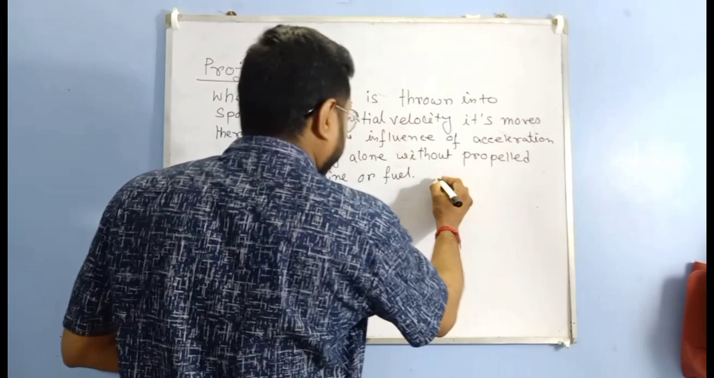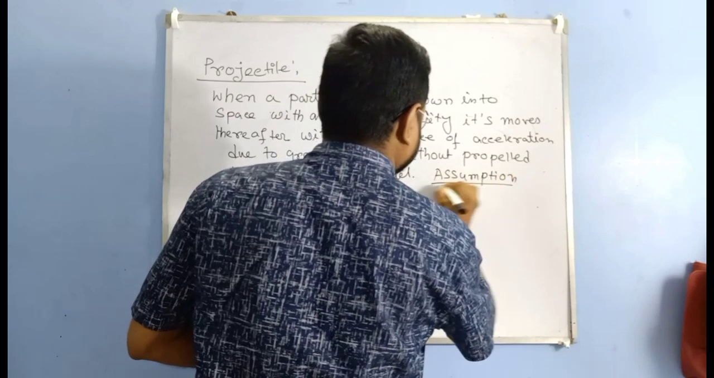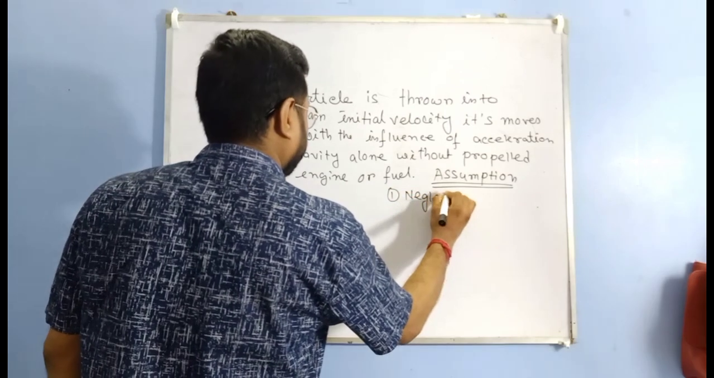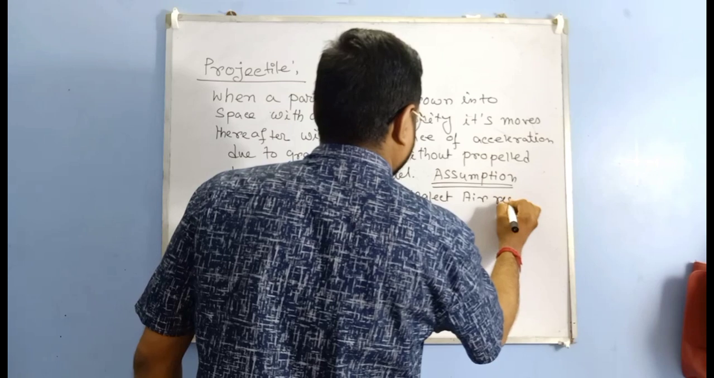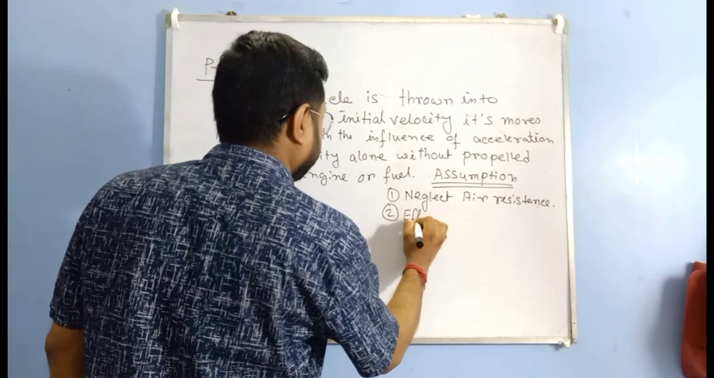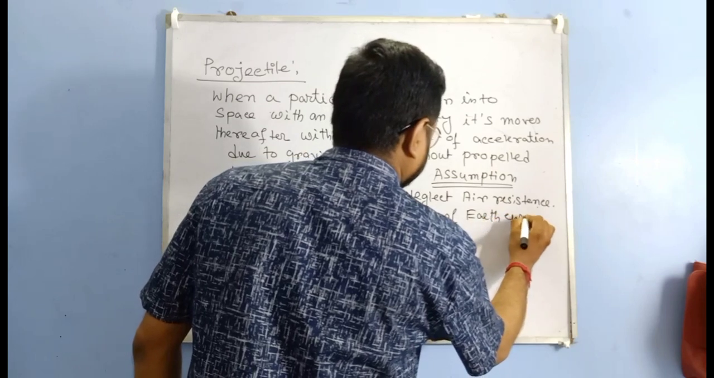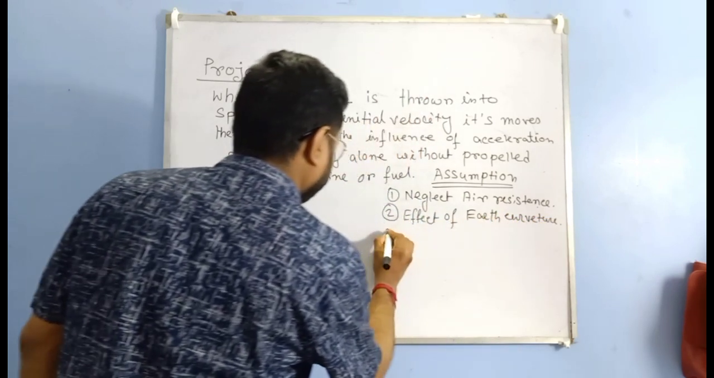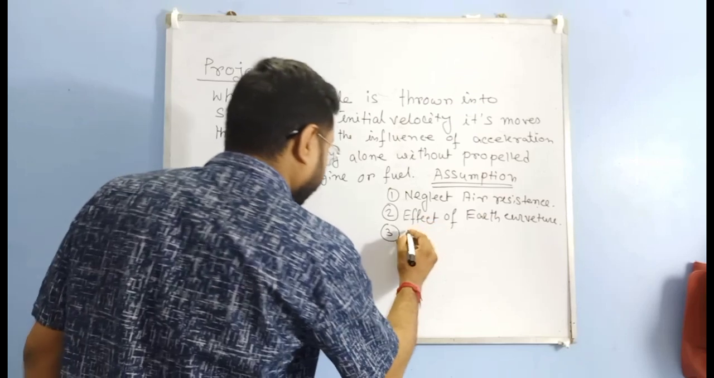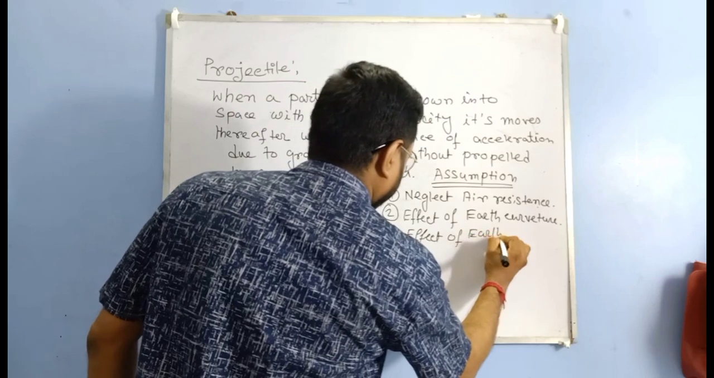So, in this case, we have made some assumptions. What are the assumptions taken? Number one, neglect air resistance. Resistance of air is totally neglected. Number two, the effect of earth curvature is neglected. Number three, neglect the effect of earth rotation.